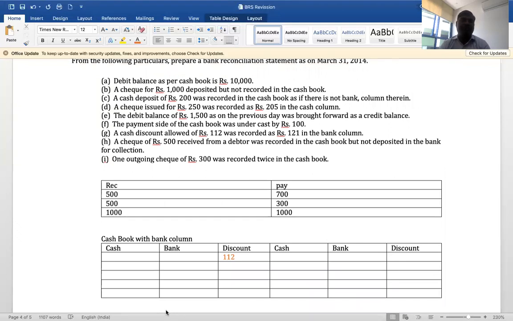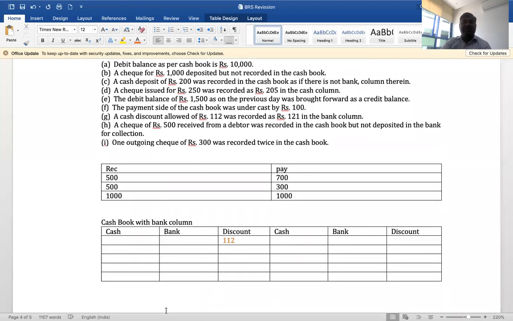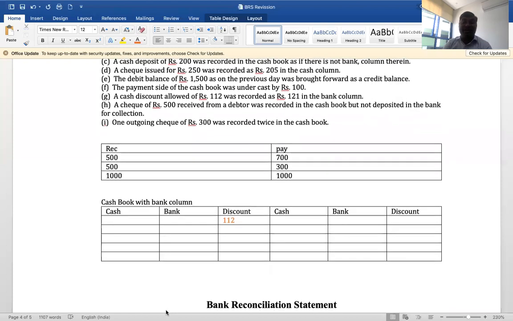A check deposit of 200 was recorded in the cash book as if there is no bank column therein. It is recorded in the cash book, but not in the bank column. What is this? I want you to attempt. Sir, we have to subtract this of 200. It is already recorded in the cash book, right, sir? Listen, it is recorded in the cash book.